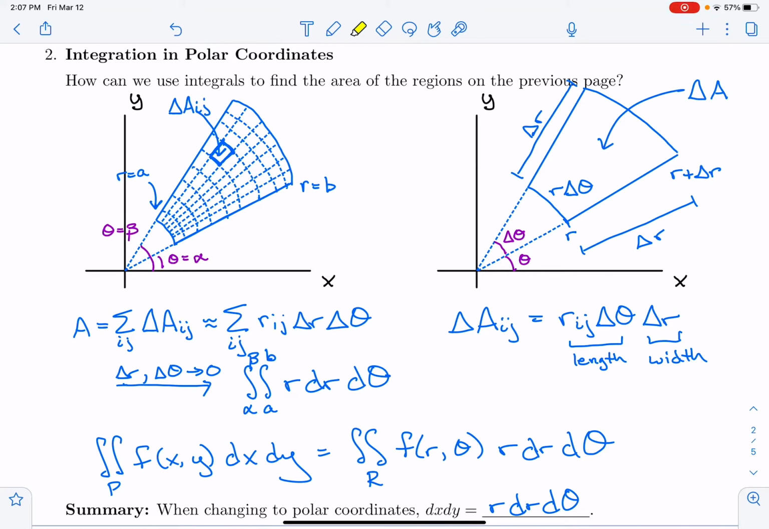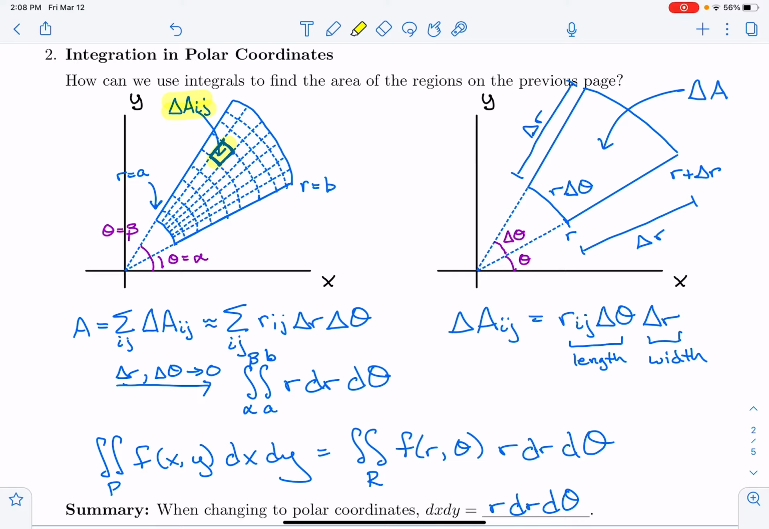Previously we saw that we could find the area of a polar region like the one I'm displaying in the upper left corner by dividing that region into small, approximately rectangular regions. Those regions having an area delta A sub ij. And although they're not exactly rectangular, if we use small enough regions, then they will be approximately rectangular and give us a good approximation of the area of this polar region.